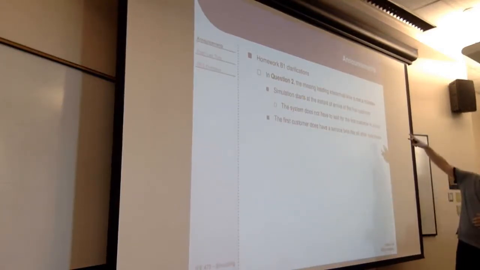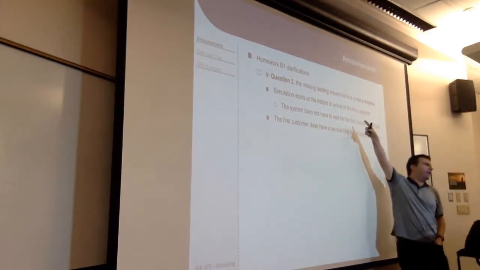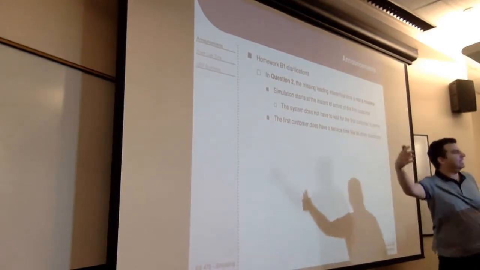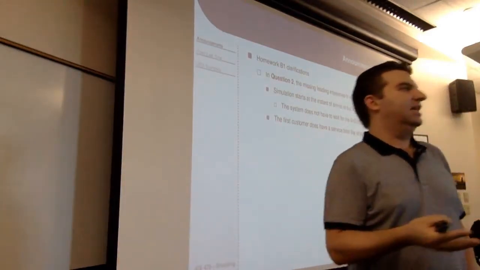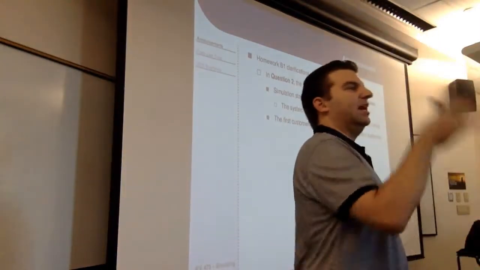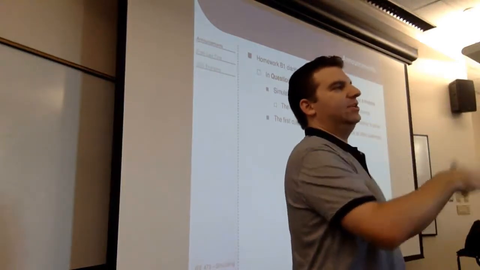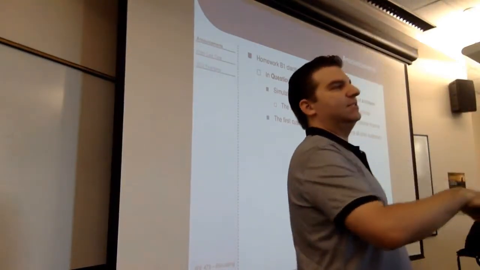So in question 2, the missing leading inter-arrival rate, it's not a mistake. It's not technically missing. We just presented it in that way, the same way the book presents it, to emphasize that the first customer doesn't have anyone in front of them, so you don't have to wait for them. They only have a service time.